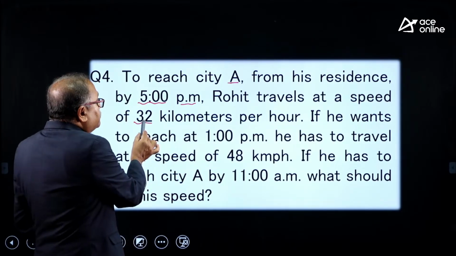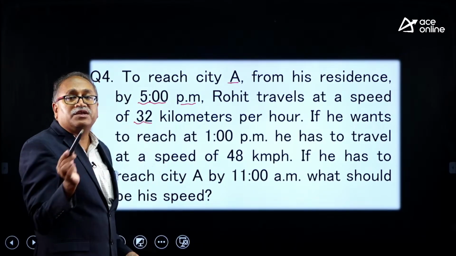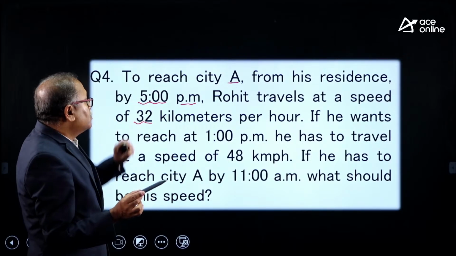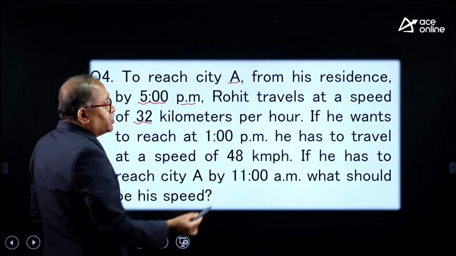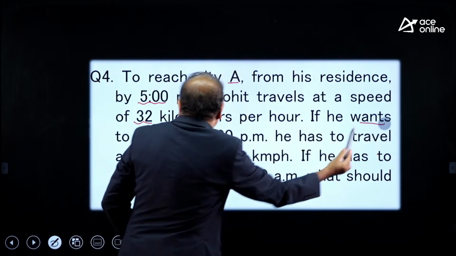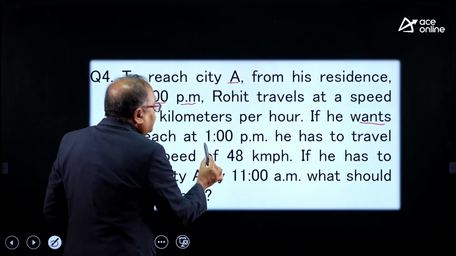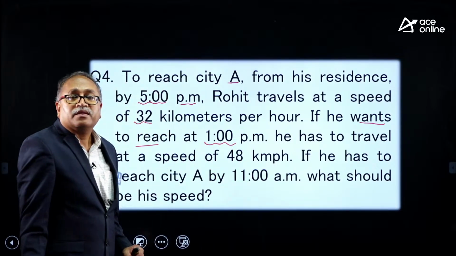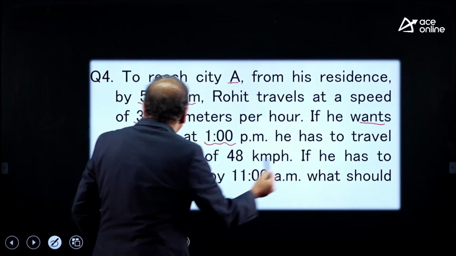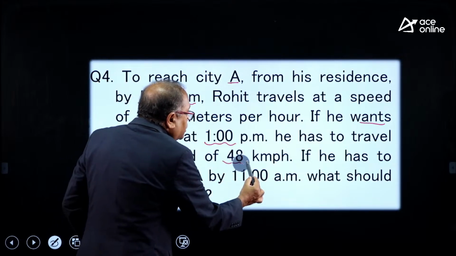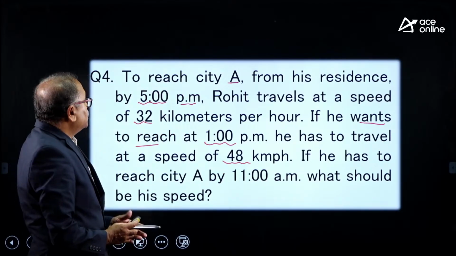That means he travels with a speed of 32 km per hour, he reaches home by 5 p.m. One more piece of information is there. If we want to reach by 1 p.m., then he has to travel with a speed of 48 km per hour. The speed has increased.